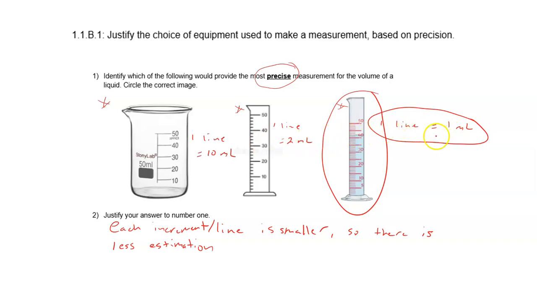Here, 1 line equals 1 milliliter, so if 2, 3, 4 people are measuring it, all of them are going to end up with the same number of milliliters, and they might estimate slightly different in between. They're just going to be closer together. So more precise means more consistent, which just means we're doing less estimating in between.